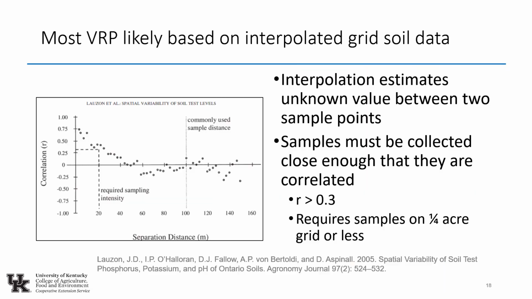This paper from Lauzon lays it out pretty well. Samples must be collected close enough that they are correlated with an R value of greater than 0.3. So this is a statistical procedure that we never do.